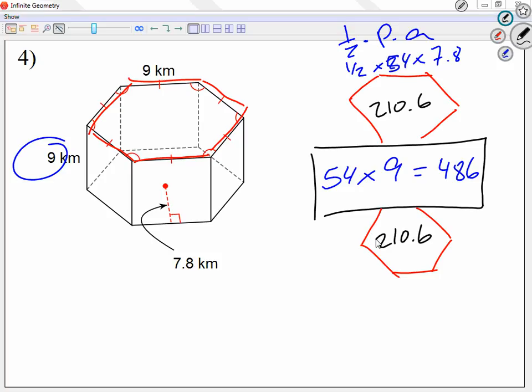Remember, for polygons where I give you the apothem, you should go for that: 1/2 times perimeter times apothem. Now just add everything and you should be good. That should be what, 486 plus 210.6 plus 210.6. What do you guys get? 907.2. Thank you.